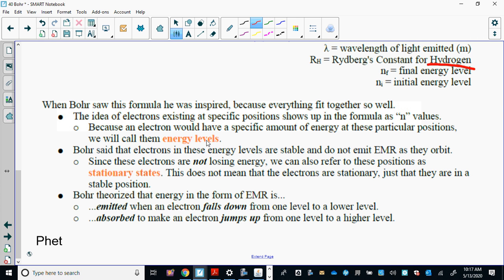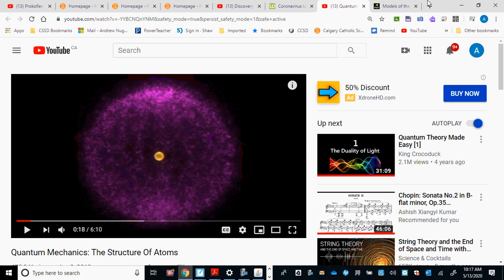Bohr theorized that energy in the form of EMR is emitted when an electron falls down from one level to a lower level and absorbed when it jumps up to a higher level. Okay, and then we're going to watch this PhET for a minute or two, and then we're going to do this lesson in 2 parts because it's just a pretty intense lesson, and I want you to have time to absorb it.